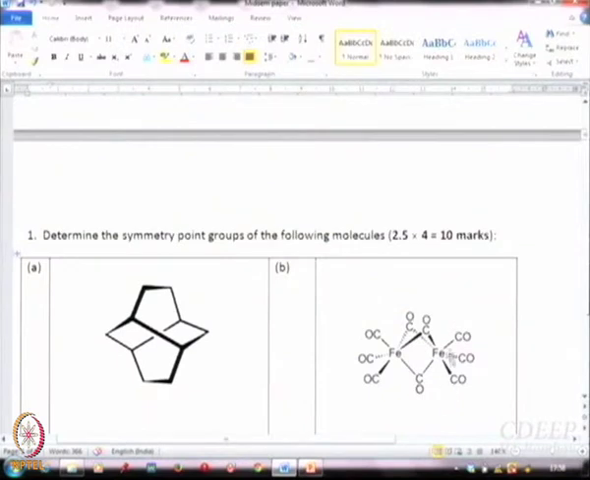It is D3h. Is the second one D3h? Do you see the C3 axis? Where is the C3 axis? Joining the two irons. Is that C3? Check. CO, CO, CO. Then this is CO, CO, CO. Then again in the middle you have CO, CO, CO. C3 axis. Don't believe me? Okay.